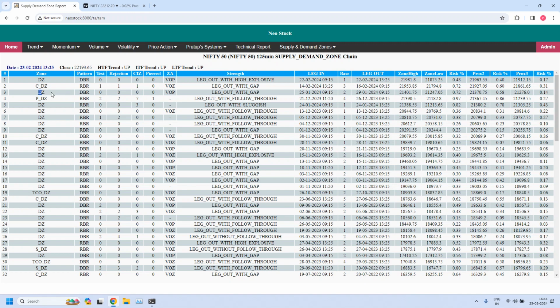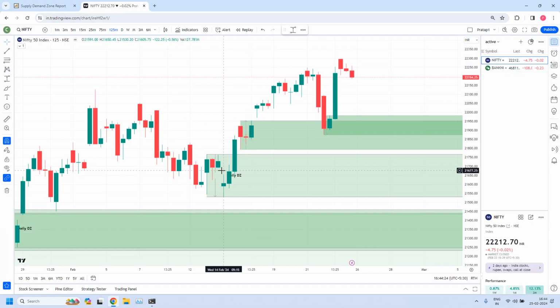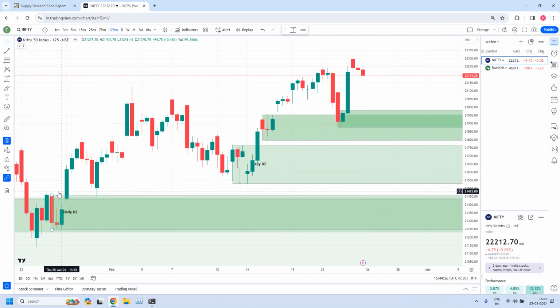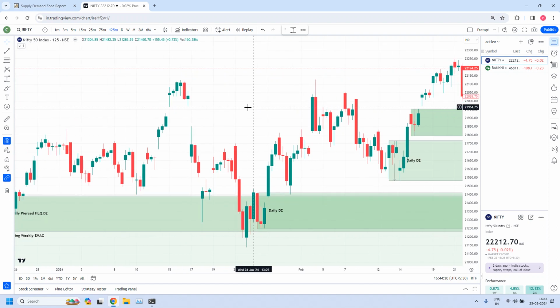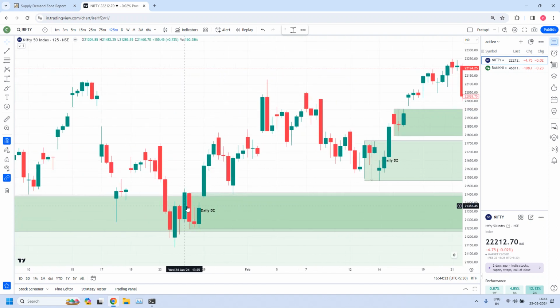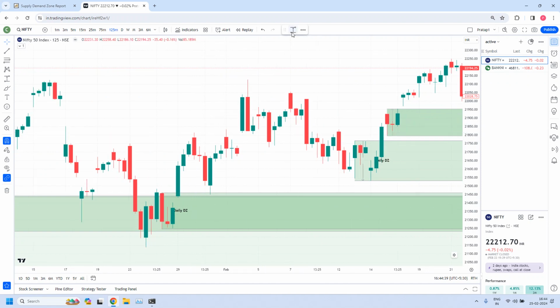There is one more demand zone at 25 January 9:15. Let us draw this also with two candles. The 25 January 9:15 candle. Yeah, here, the 25 January 9:15 candle.